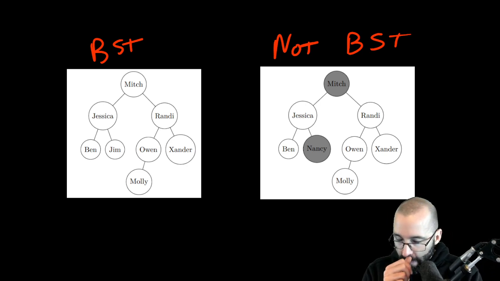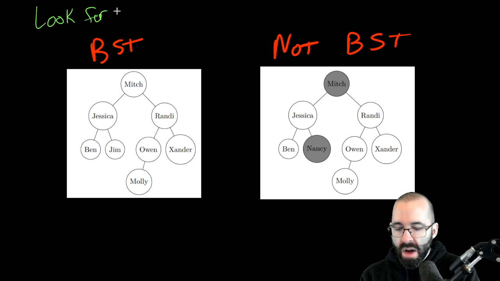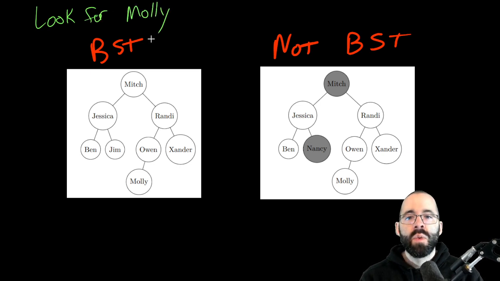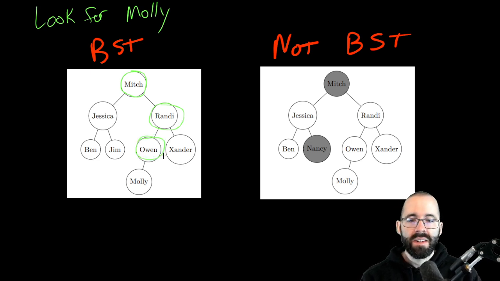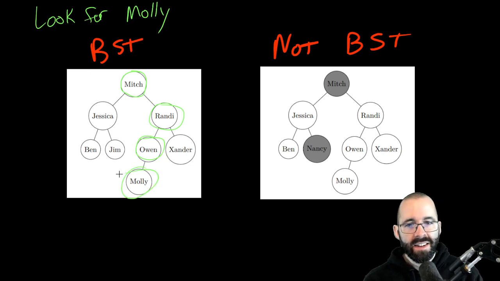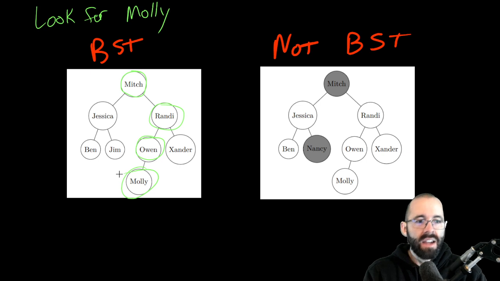So, why is it so powerful? I mentioned it before. Let's say we're looking for Molly. Well, if we look for Molly, we're going to start at Mitch. We'll say, okay, Molly, that's after Mitch, so let's go to the right. Randy. It's before Randy, so we have to go to the left. Owen. It's before Owen, we have to go to the left. Hey, look, we found Molly. We only had to do 1, 2, 3 steps, and this tree is height 3.